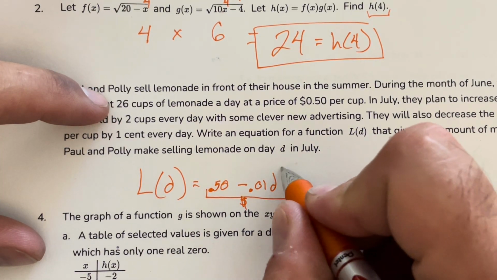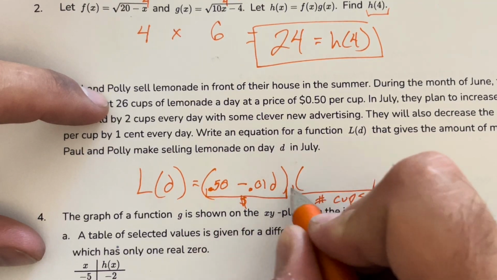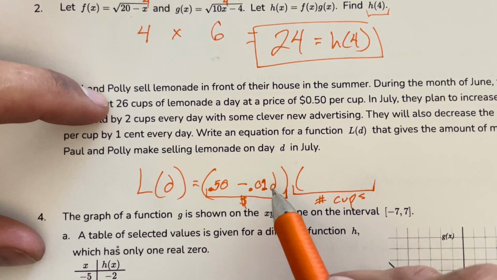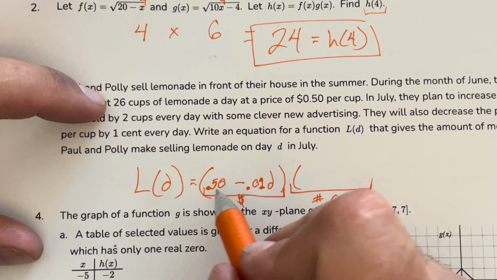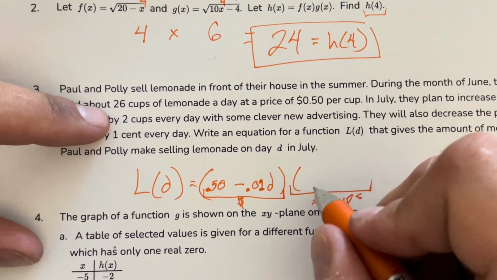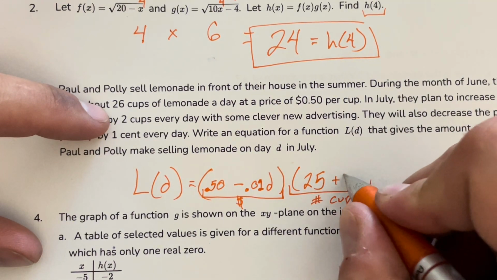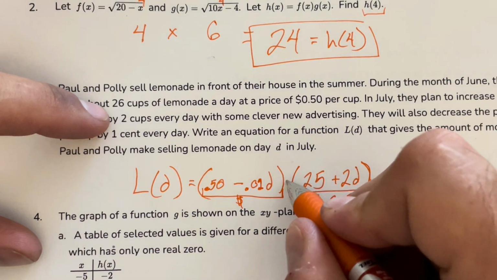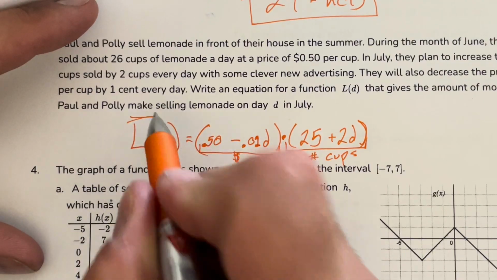We're going to be taking that whole thing and multiplying it. That's the price on any given day, 1 cent per day. So if it's the 10th day, you're going to do 10 times a penny and take away 10 cents from this, you get 40 cents. And then you'd also multiply by the fact that you have 26 cups that you're starting with, and you're adding 2 cups every day. And there we go. There's our function for this, where we're multiplying those two things together. That'll give us how much they make in any given day.